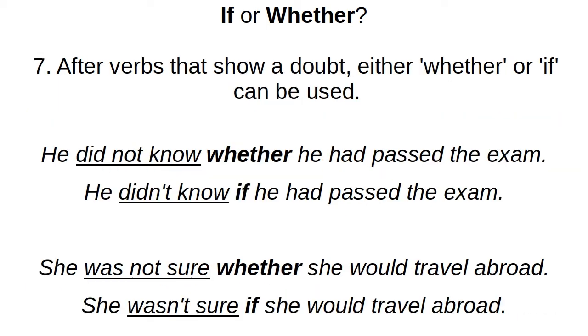After words which show a doubt, we can use either whether or if. I doubt if something would happen, or I doubt whether something would happen, or she was not sure whether she would travel abroad. She wasn't sure if she would travel abroad. He did not know whether he had passed the exam. He didn't know if he had passed the exam.